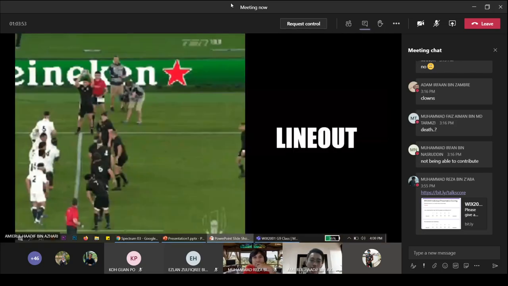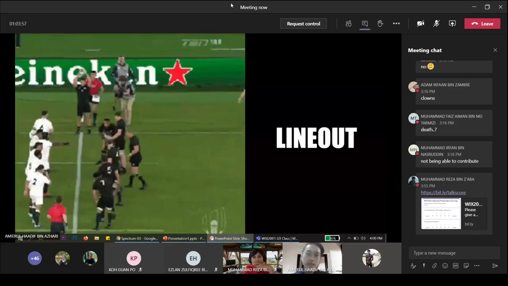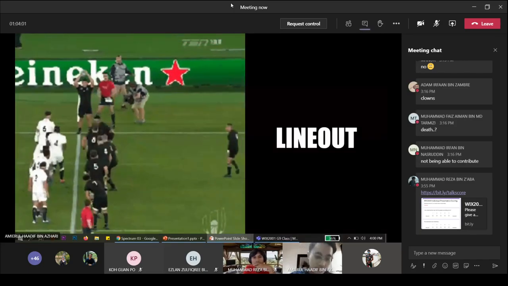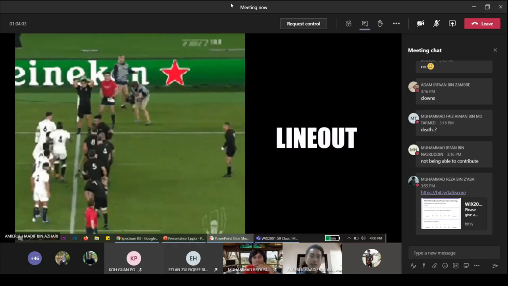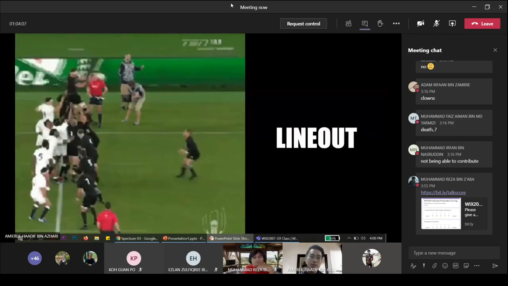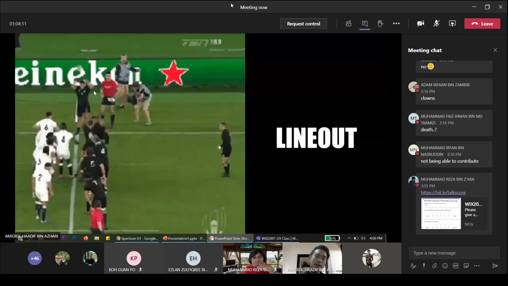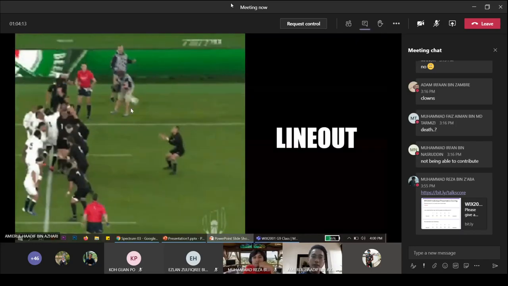And I'll be sharing with you guys about the lineout. The lineout is also a restarting play after the ball went out. The team that didn't touch the ball last will get to throw the ball in, and the team will lift a player in the air in order to fight for the ball.